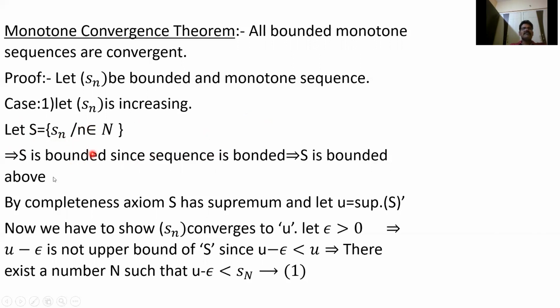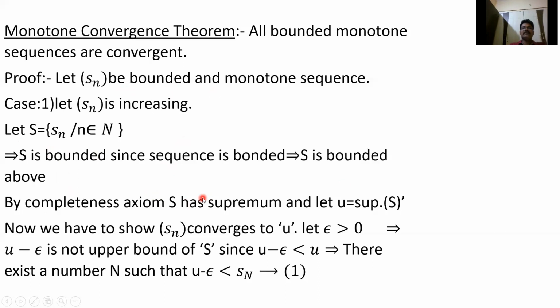So this implies S is bounded because the given sequence is bounded. Since the sequence is bounded, the set S is bounded. S is bounded means it is bounded below and bounded above. So when you say a set or a sequence is called bounded, it is bounded below and bounded above. Therefore, S is bounded above.